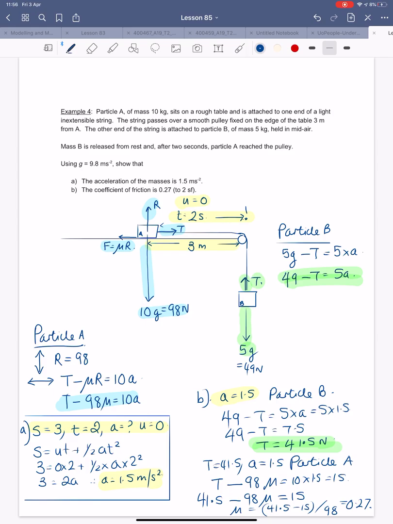Okay, so that's the particle. So let's just get this colouring in done nicely. That blue.